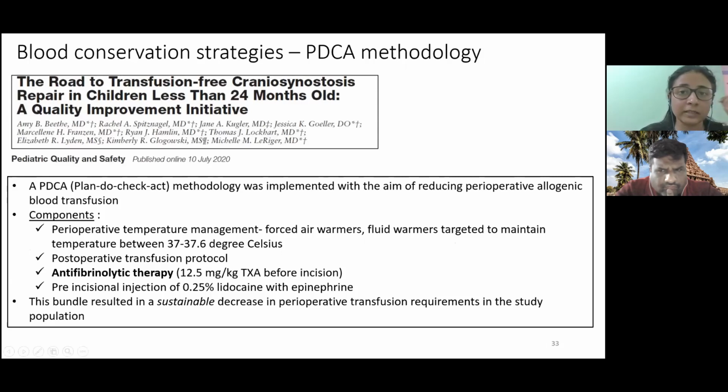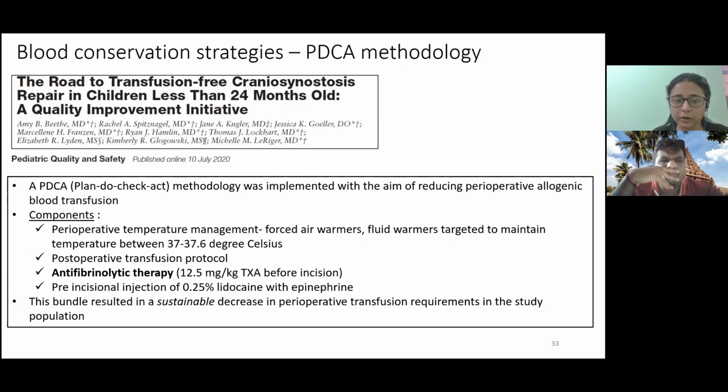This was another study which advocated the PDCA methodology. This was published in Pediatric Quality and Safety in 2020. PDCA stands for Plan, Do, Check, Act methodology. This was implemented with the aim of reducing perioperative allogenic blood transfusion. The components of this protocol were perioperative temperature management using forced air warmers and fluid warmers to target a temperature of 37 to 37.6 degrees Celsius throughout the procedure.